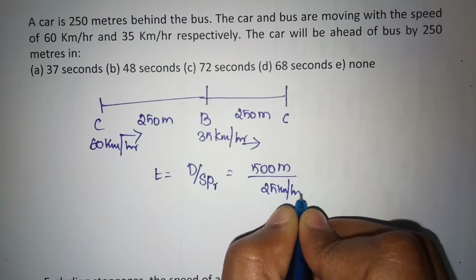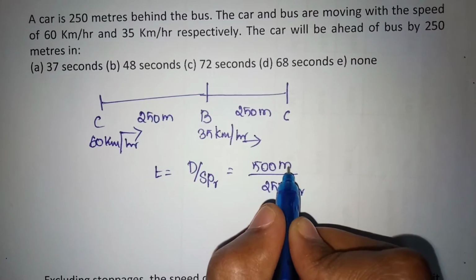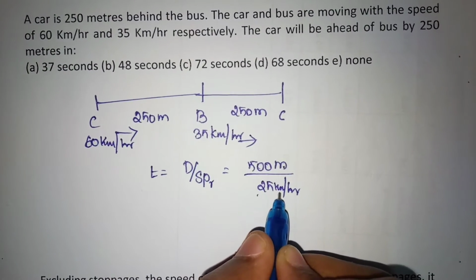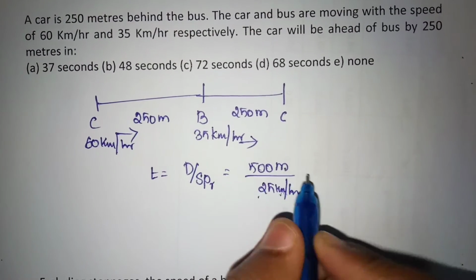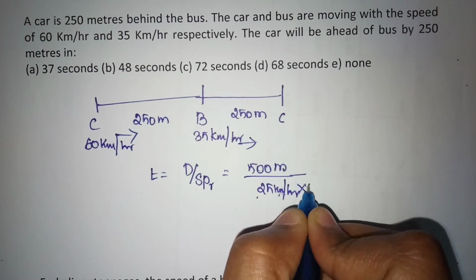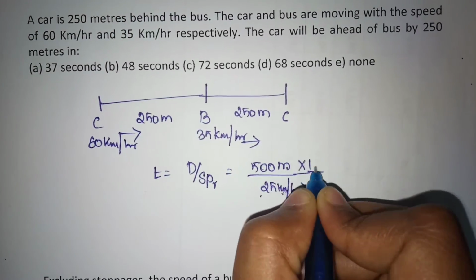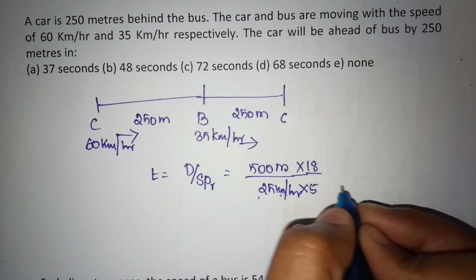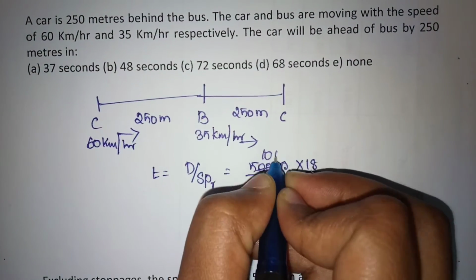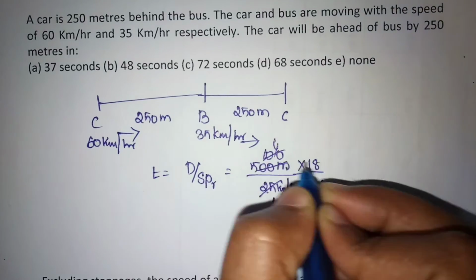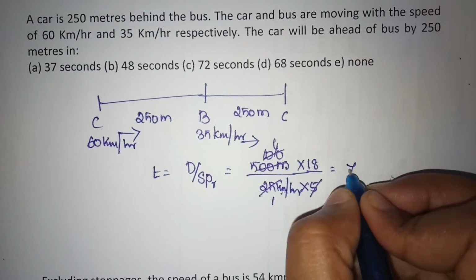kilometer per hour. See here, the unit of distance is meter and the unit of speed is kilometer per hour. So we have to convert this kilometer per hour to meter per second. For converting that, I have to multiply it by 5 by 18. Now we are going to cancel out the common terms. So the answer will be 18 into 4, 72 seconds.